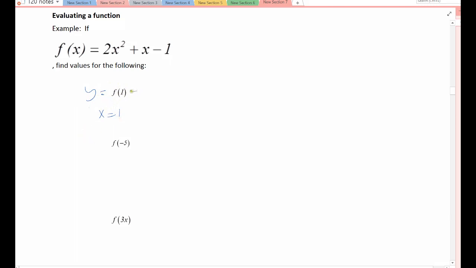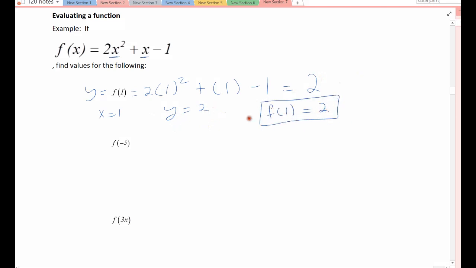Alright, what's the y value? Well, I plug it in, and it goes in the x spot. So it's going to be 2 times 1 squared. I just replace x with 1. So instead of x squared, 2 times 1 squared, plus 1, minus 1, and then we follow order of operations to simplify. Or you plug it in the calculator, just again, make sure you follow order of operations. When you plug it in, it comes out 2. So the y value is 2. So f of 1 equals 2, where when I plug the x value 1 in, I get the y value 2 out.